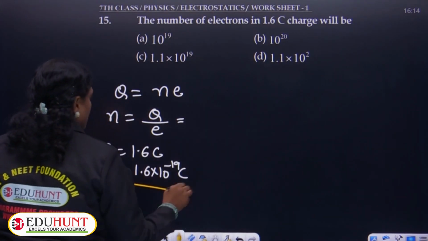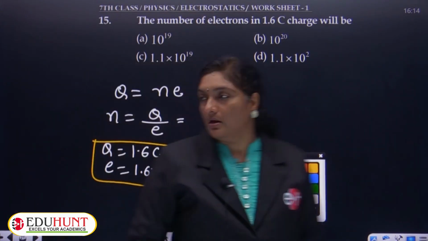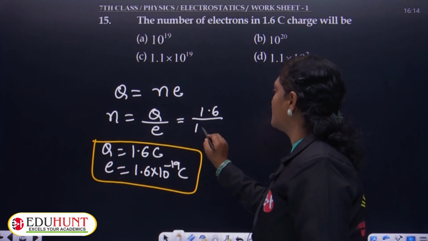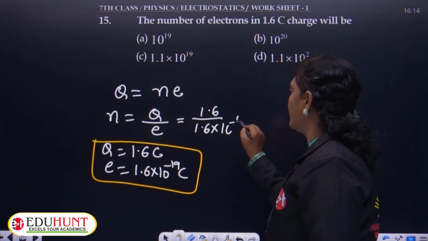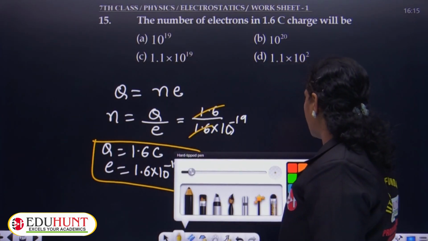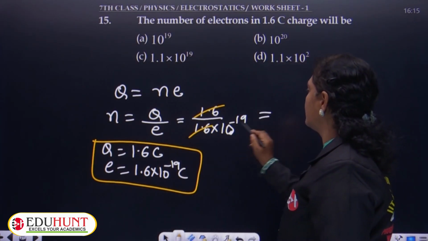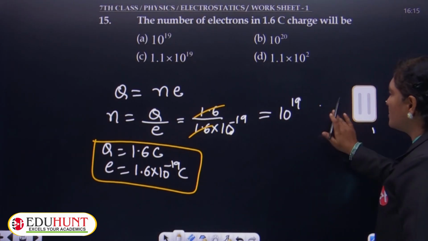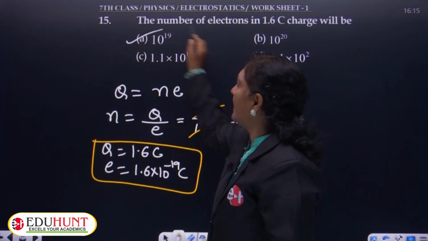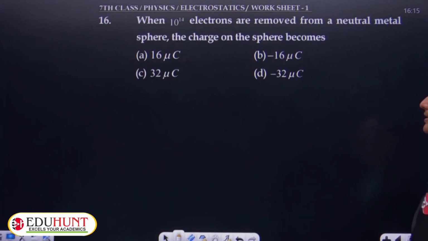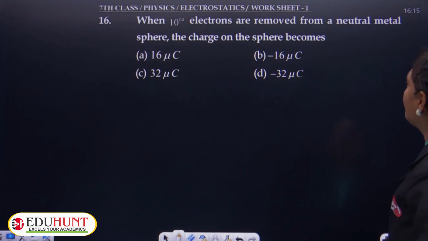Substituting these values in the above equation, we get Q is 1.6 and E is 1.6 into 10 power minus 19. Simplifying further, 1.6 and 1.6 get cancelled. Hence your answer is 10 power 19. So how many electrons are present on the body? 10 power 19 electrons.